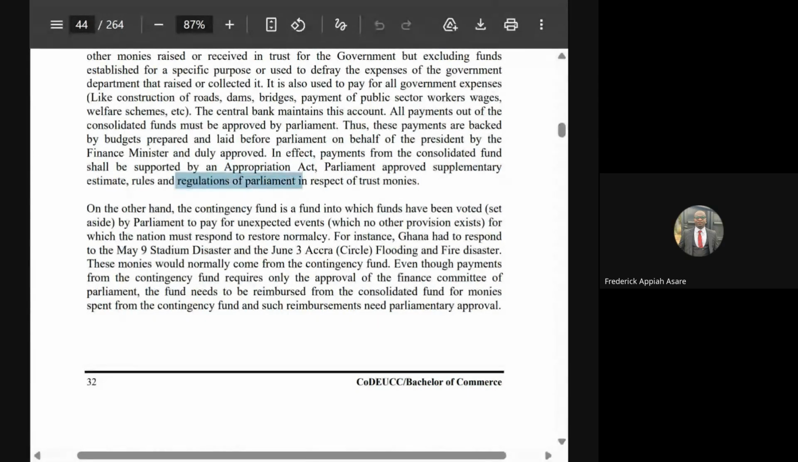Rules and regulations of Parliament in respect to trust money. So that is what the Consolidated Fund does.